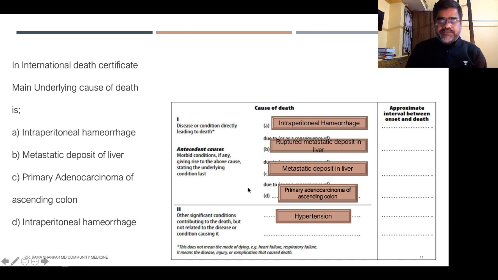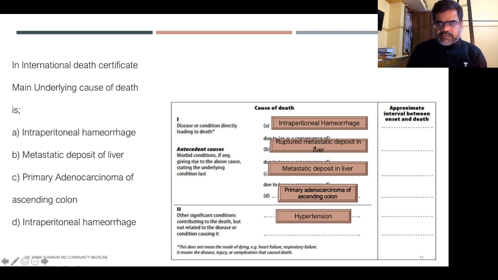Okay. Now, this is the reason for two back-to-back questions on the international death certificate. The reason is that if your 1D is also filled, students, then your main underlying cause is primary adenocarcinoma of ascending colon here. Now just try to link it. What is the main reason of death? Intraperitoneal hemorrhage. Direct relation. Just because of this, the patient died. Why did intraperitoneal hemorrhage happen? Just because there was a rupture of metastatic deposit in liver.